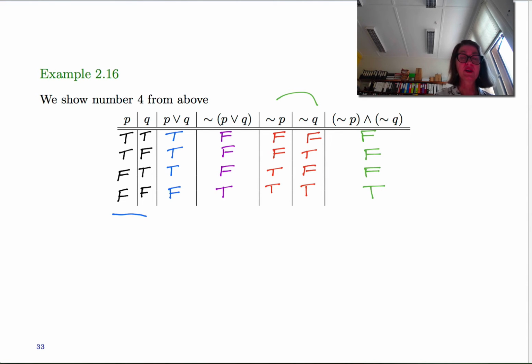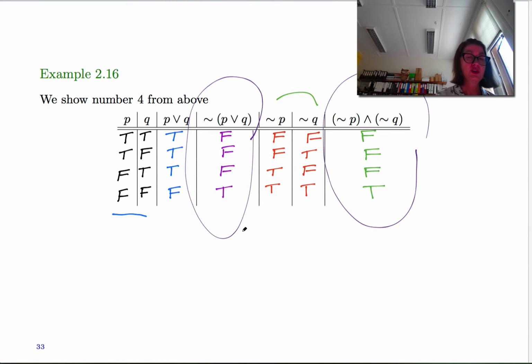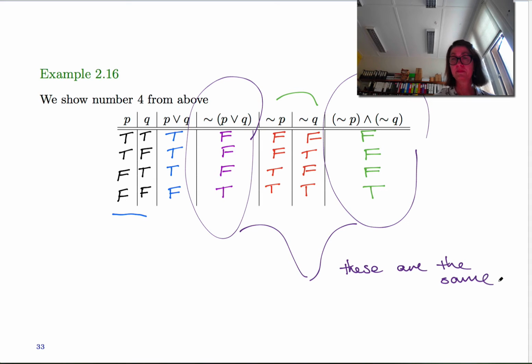Okay, so if I've done this correctly, what I should see is that this column and this column should give me the same thing. And so what that means is that not (P or Q) is logically equivalent to not P and not Q.